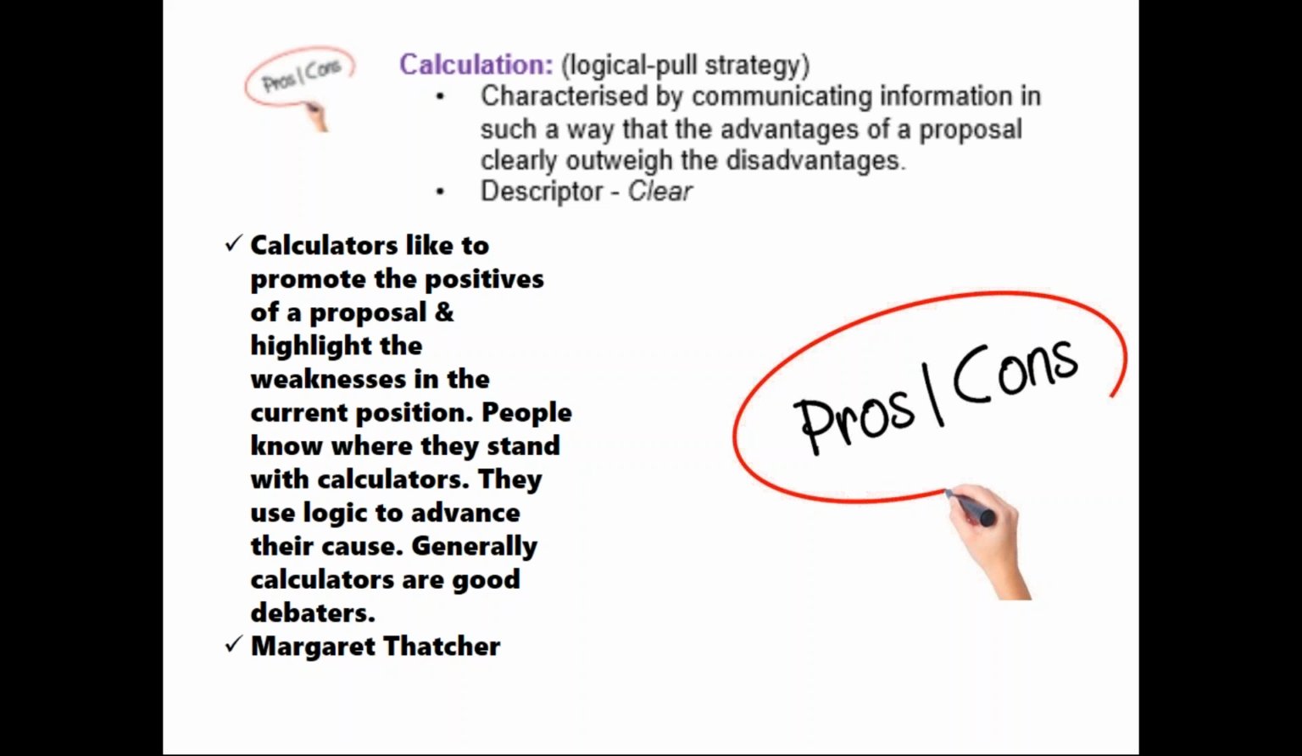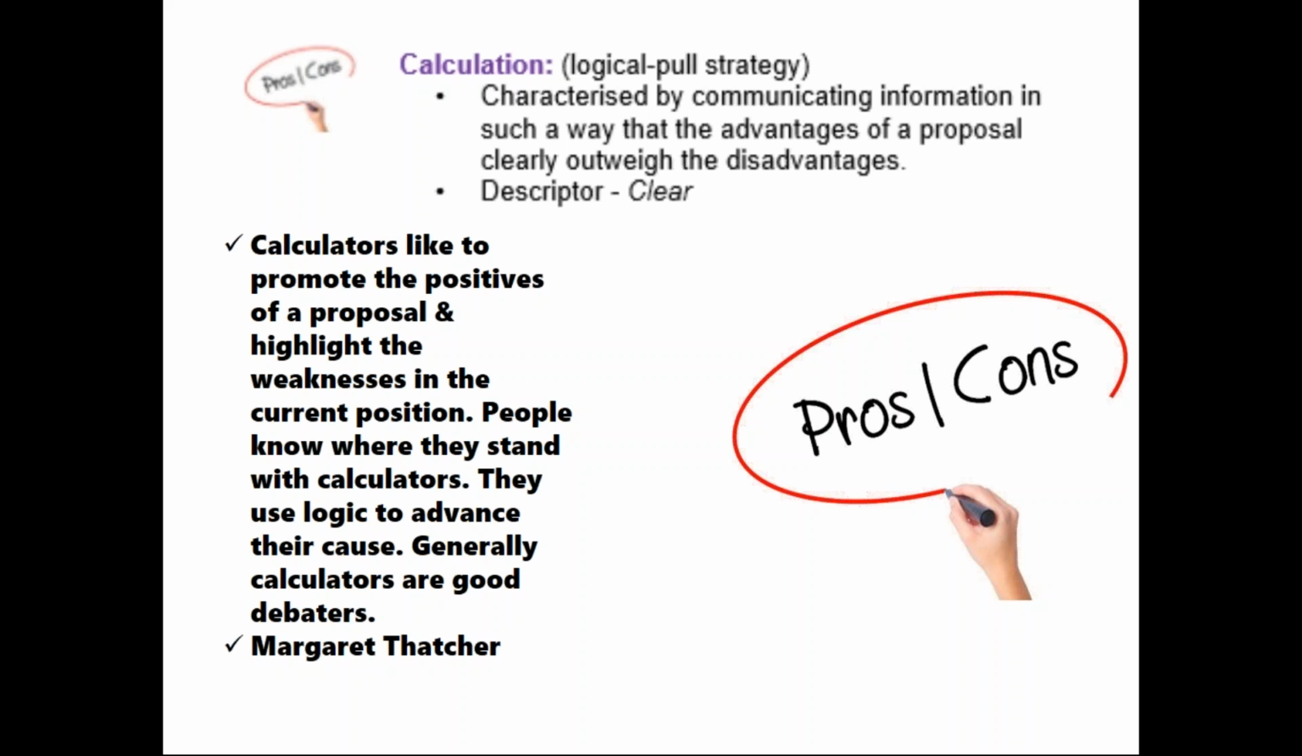So calculators like to promote the positives of a proposal, and they highlight the weaknesses of the current situation. So what they do is they put up a lot of pros and cons so that people can be moved into a direction that they need to be taken to. Now, let me give you a classic example of this.